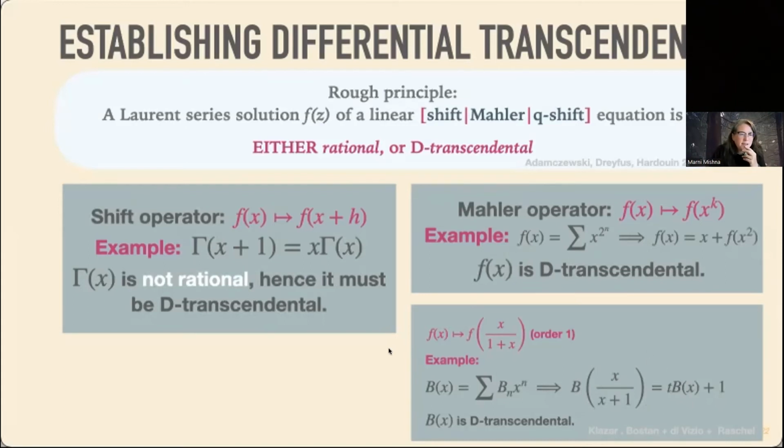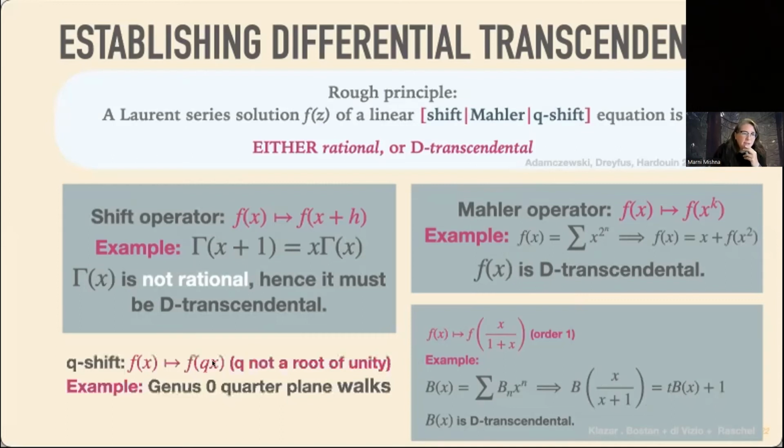And the connection to lattice paths is that, and I'm not going to walk through it, I'm going to show you in one slide that if you have a q-shift where q is a number and not a root of unity, you are either going to be rational or you must be differentially transcendental. And we're going to look at these walks and show that they must be differentially transcendental.